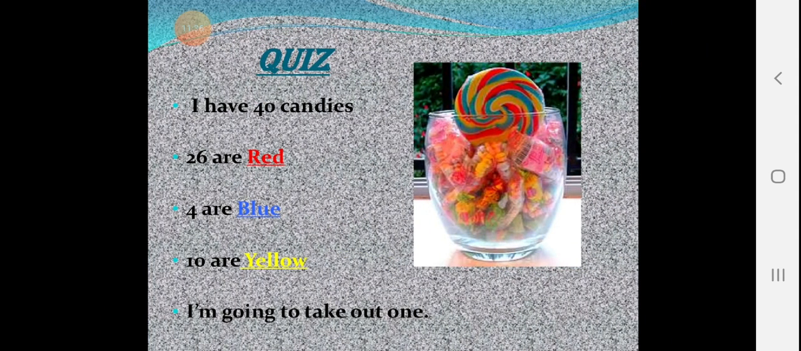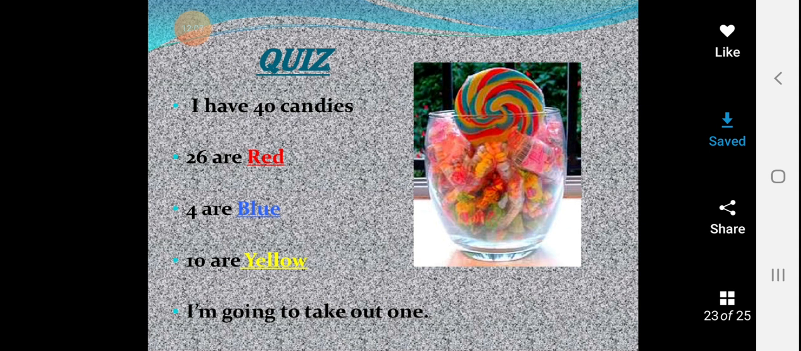Now let's have a quiz. I have 40 candies. 26 are red, 4 are blue and 10 are yellow. Now I am going to take out one. What is the probability of having red? What will be your answer? 26 upon 40. That is going to be 13 upon 20. What will be the probability of finding a blue candy? That will be 4 upon 40. That will be 1 upon 10.